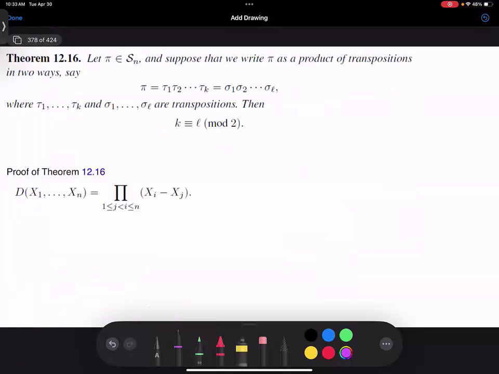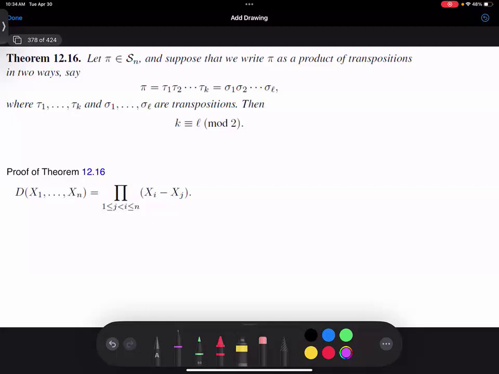It is possible that we could have more than one decomposition. So when I write this, the theorem is just saying that K is congruent to L mod 2. It doesn't actually say that there have to be at least two different decompositions. We just showed a moment ago that there are at least two different decompositions. As soon as I have two elements, I can throw in multiple ways of writing the identity. So this is a non-trivial theorem.